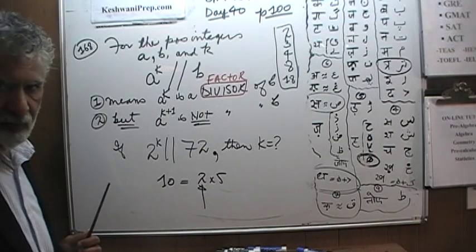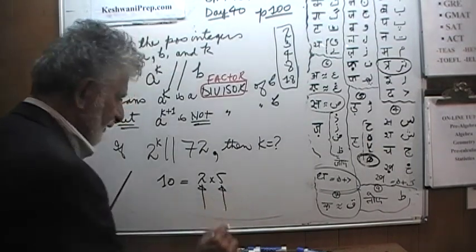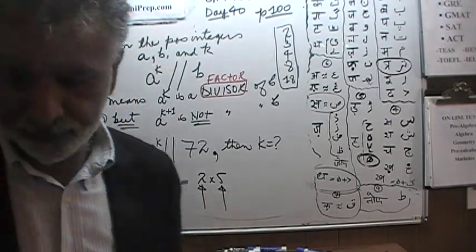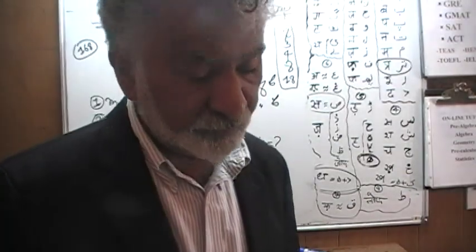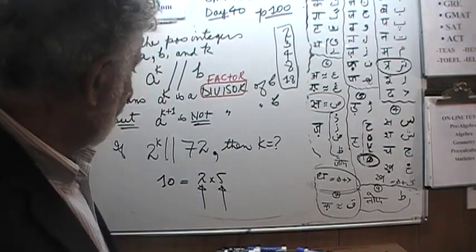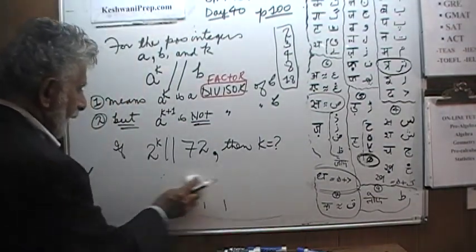In other words, 2 is a factor of 10, and 5 is a divisor of 10. 2 and 5 are divisors of 10. That's what it means. So if that's the reason why you were stuck at this thing, and if you want to give it a second shot, be my guest, pause it again and do it one more time. Okay, let's take a look at it.